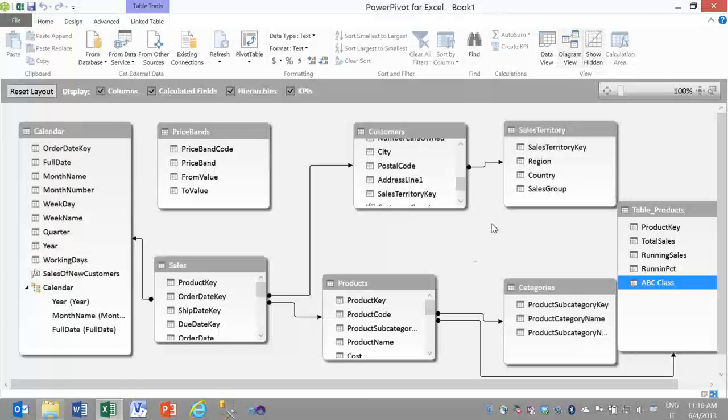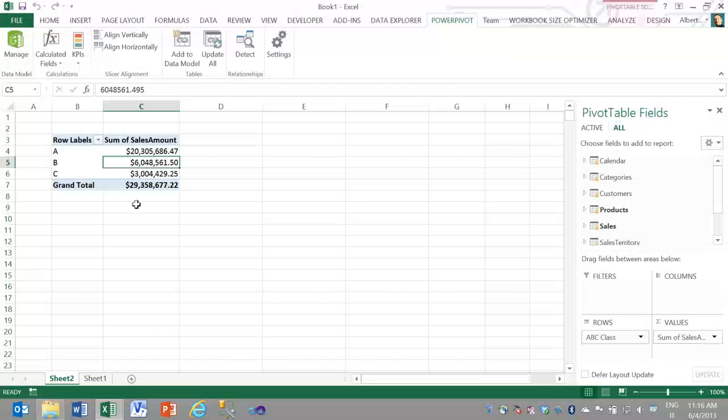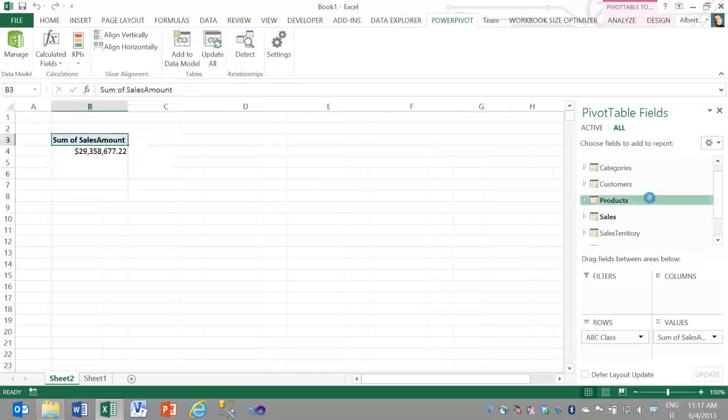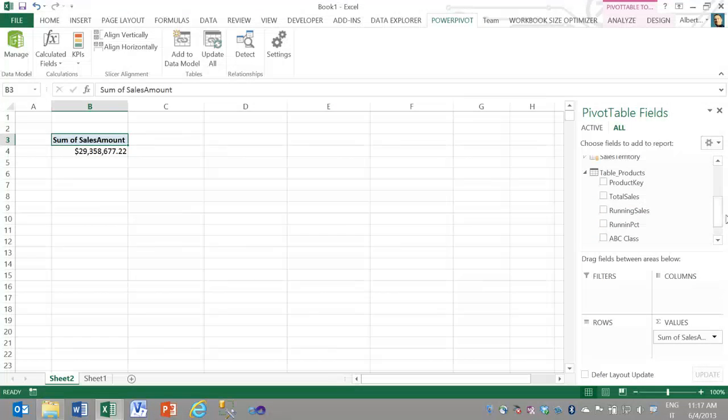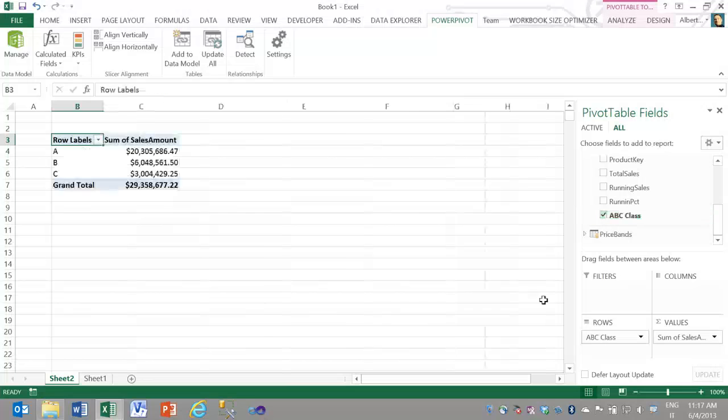So we have ABC class. We can go back to our pivot table, which is here, remove this ABC class. We have our table. Of course, the name is not very smart, but this is not very important. Put the ABC class, and now we are slicing by using columns computed in Excel. And this is incredibly powerful, even because Excel is able to manage all the refresh by itself.